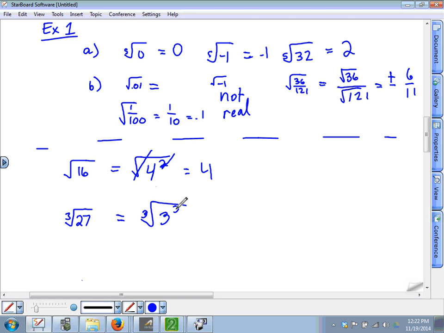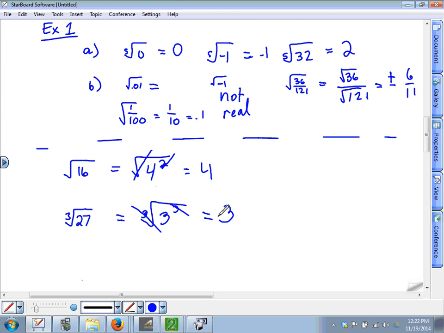Yep. No, that's a lot of 3s. We got to be careful which 3s get canceled. The cube root cancels what? The exponent of 3 up here, not the base of 3. But anyway, the exponent of 3 cancels with the cube root. The answer is 3.